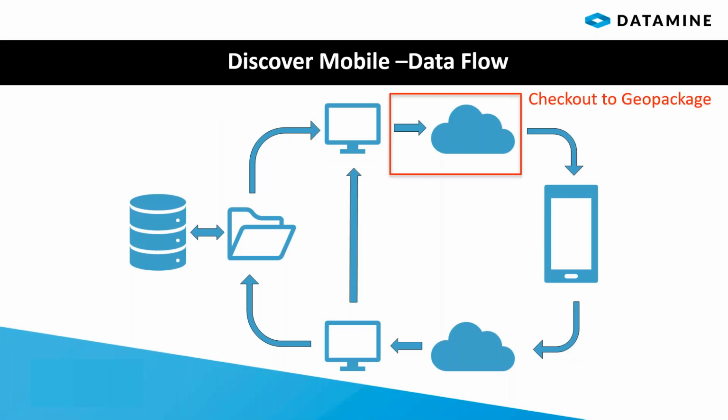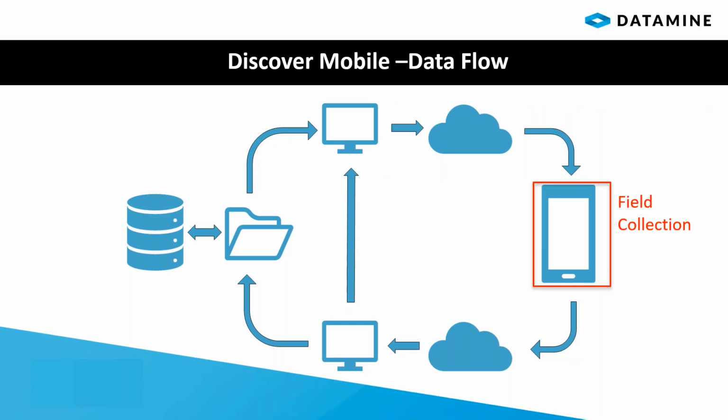So what you can do is, a lot of people maybe use clouds, like Dropbox or some other cloud-based software, and once you've checked out the mobile project from your desktop, you can then either put it onto a cloud where your field team will have access to it, or you can save it out as a geo package file, and that can be copy and pasted onto the mobile devices.